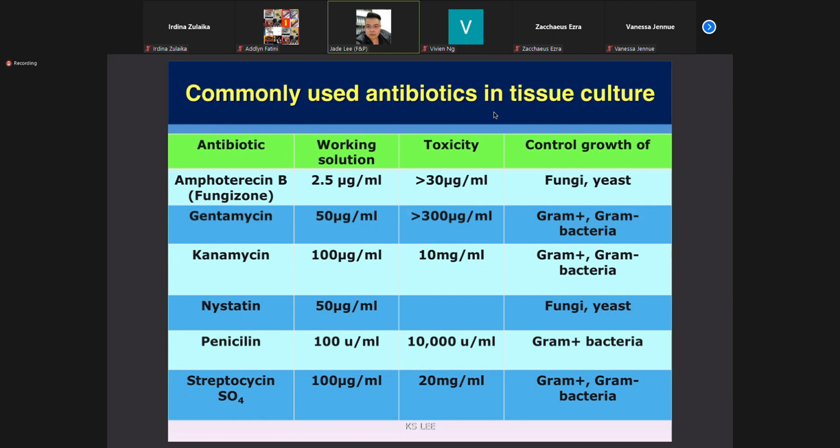And apart from that, we also have gentamicin and streptomycin, which are very useful to treat gram-positive and gram-negative bacteria. And nystatin, also very good to treat fungi and yeast. And of course, we have penicillin, which is very good to eliminate gram-positive bacteria. So this common antibiotics you need to remember, the functions of these antibiotics.